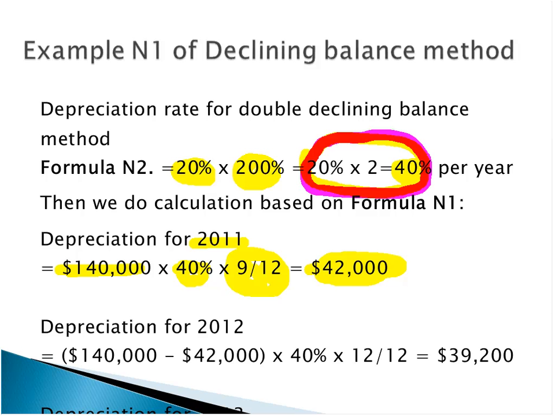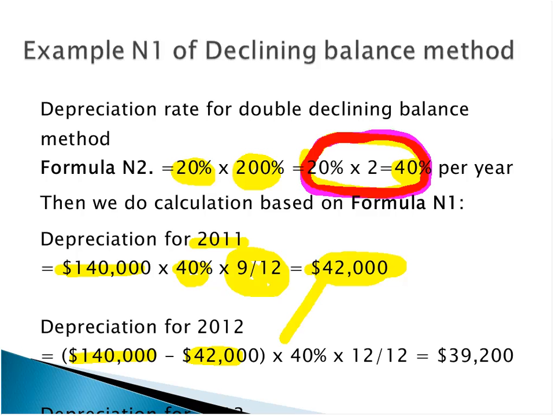So then, depreciation for 2012, we do the same calculation with the previous formula. Firstly we have to get our book value. You remember book value? What is the book value? The original cost minus the depreciation cost. So to find the depreciation cost for the next year, you must take your original cost, here it is 140,000, and minus your depreciation cost from the previous year, which is 42,000, right?